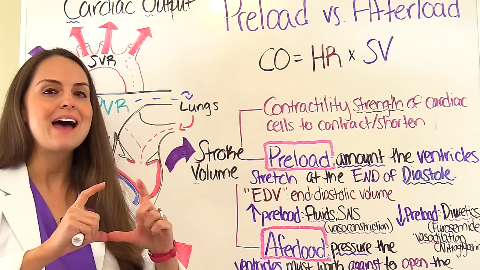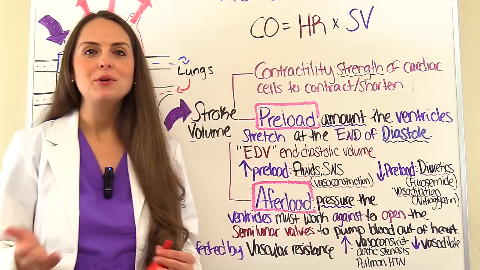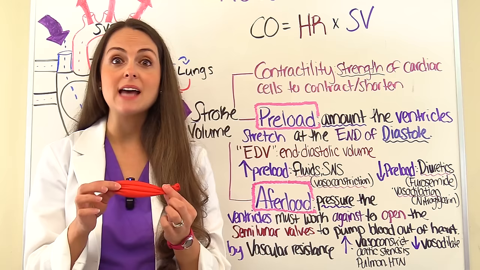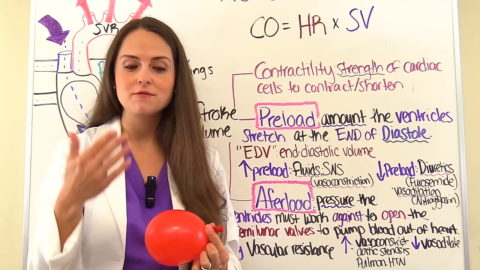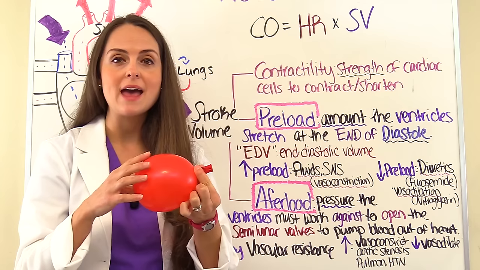So now let me illustrate preload for you, and to do that, let's use a balloon. Let's pretend the end of this balloon is our ventricle, and our ventricle is in the diastolic phase, so it's filling with blood. Now we're at the end of diastole, once it's filled with blood, and preload is the amount that this ventricle stretched once it was filled at the end of diastole. So it's the end-diastolic volume.